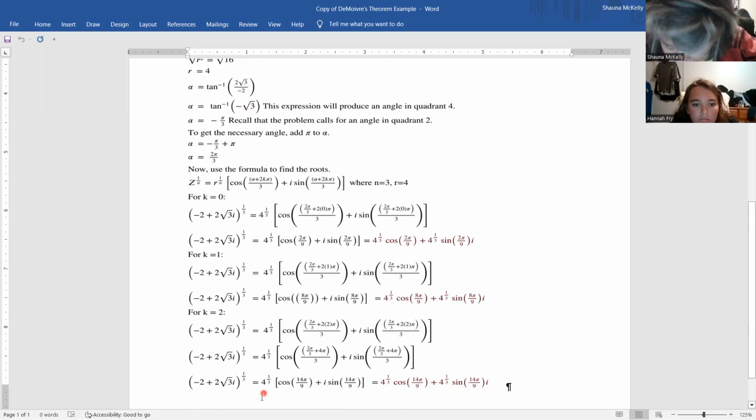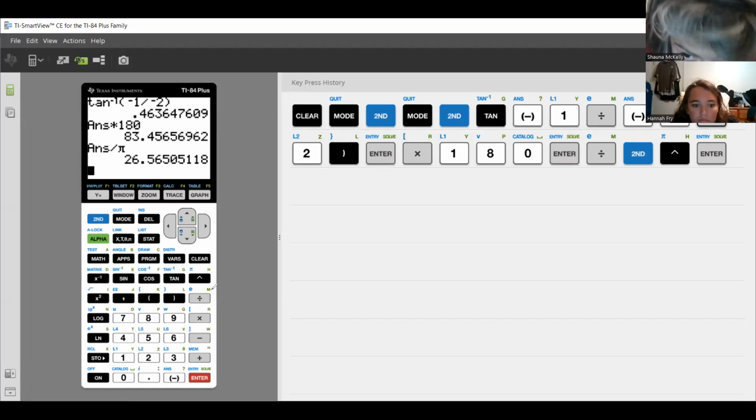Okay, so if you want, let's go back, let's show you this so you can see it. I know you're not allowed to use it, I just want you to see it so you understand what's going on. Can you see my calculator on the screen? All right, so we're going to say second tangent inverse.